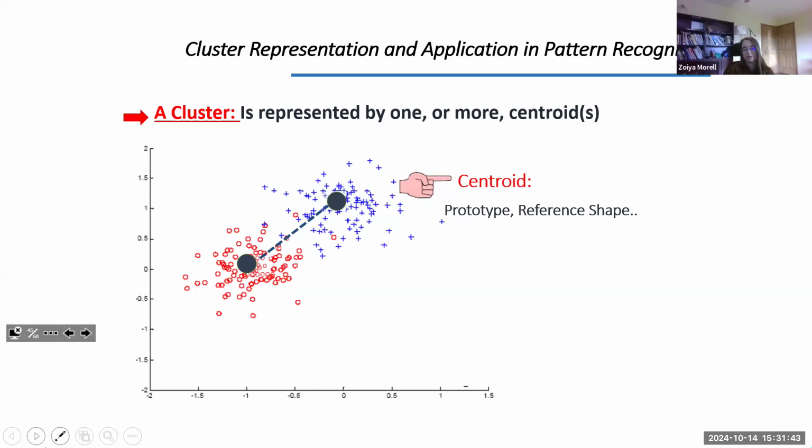You want to have clear clusters. Here are my clusters. I'm already forming these two clusters. We can see clearly, this is cluster 1, represented by centroid 1. And this is the second cluster, represented by centroid 2.